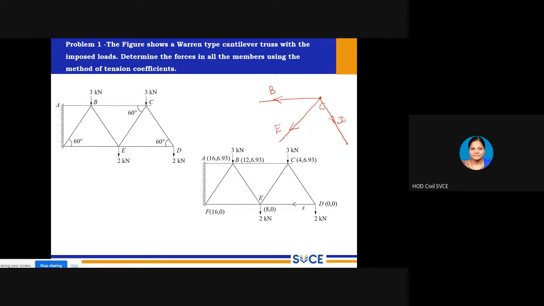So again, what is the equation? Is there any external force acting at this particular joint? It's 3 kilonewtons downwards. Yes, you have a 3 kilonewton force in the downward direction. Now, what is the equation? Summation Fx equal to 0. Can anyone tell me? So here we have taken joint C, right?